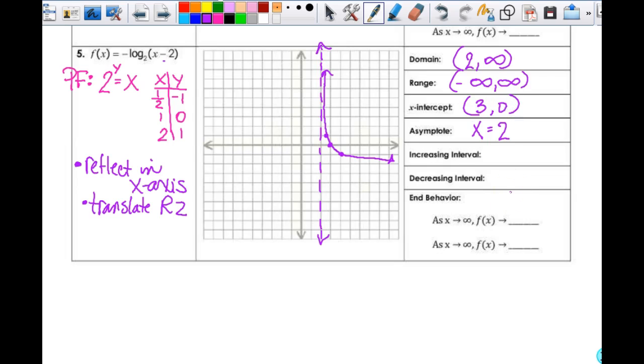Am I increasing or decreasing? Decreasing. So this is a none. And I'm decreasing from 2 to infinity because it's always your x intervals. So then as x approaches infinity, f of x approaches negative infinity. And as x approaches negative infinity, or as it gets as small as it possibly can, it approaches infinity. Okay, everybody good with that?